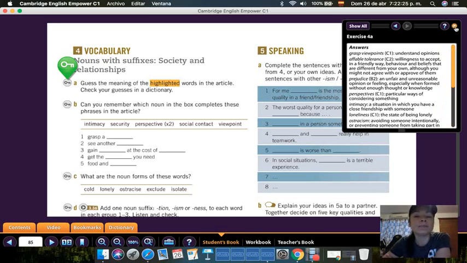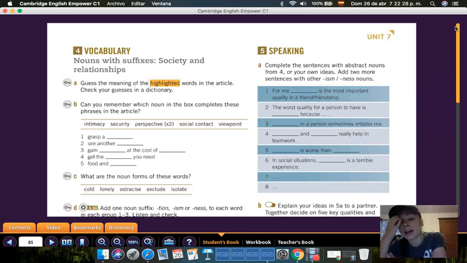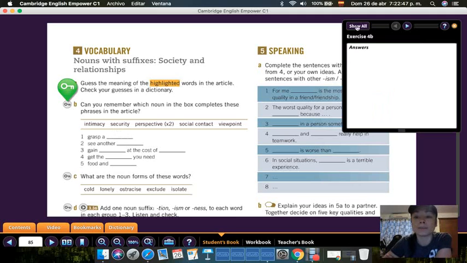Okay, moving on. Can you remember which noun in the box completes these phrases in the article? Since you already read the article on page 84, you have to go a little bit back again and find those phrases, okay? As soon as you find them, you need to match the words with the phrase, and I'm going to show you what the answers are.